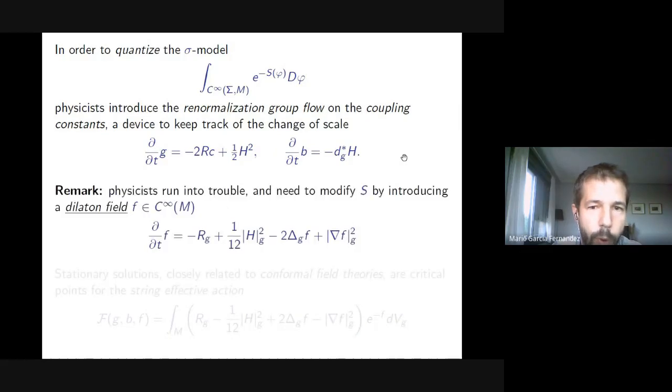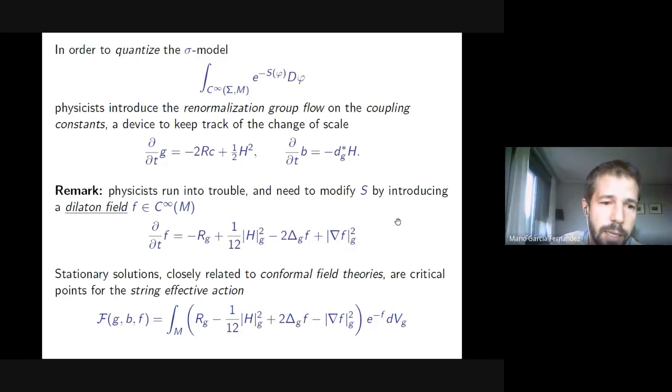There is one caveat, which is that when they quantize, physicists run into trouble and need to modify the functional by introducing an additional field that they call the dilaton field, which is a function. This function also evolves with time and has its own evolution equation. It evolves by minus scalar curvature plus 1/12 norm squared of H minus 2 Laplacian plus norm squared of the gradient. Okay, so far so good.